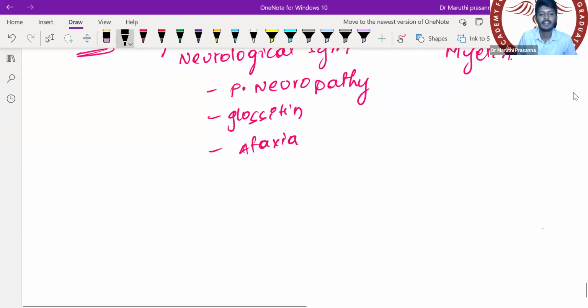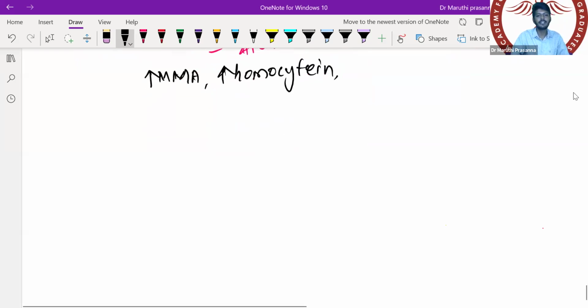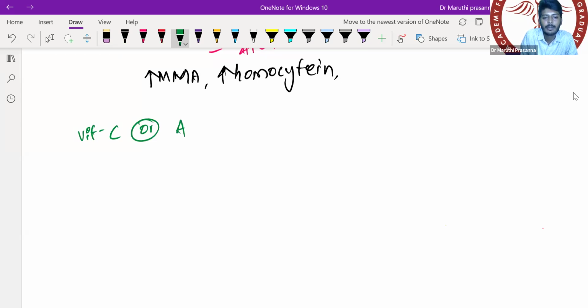Now the next important aspect is that there is an increased level of methylmalonic acid, and also an increase of homocysteine in the blood. So that is the story of vitamin B12. Last but not the least, the vitamin we have left out is vitamin C. Vitamin C is also called ascorbic acid.